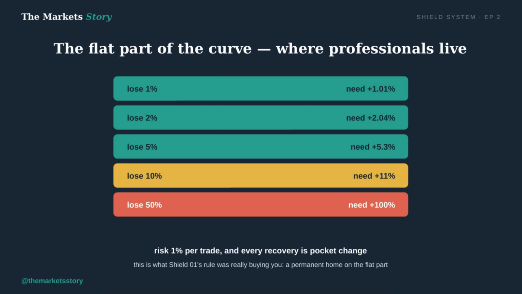Now look at the left edge of that curve. Lose 1%, recovery costs 1.01. Lose 2, costs 2.04. Even 10% only costs 11. Down here, losses and recoveries are nearly symmetric. The asymmetry barely exists. This is what the 1% rule from Shield 01 was really buying you, not caution. A permanent home on the flat part of the curve, where no single loss or streak can ever hand you a bill you can't pay.